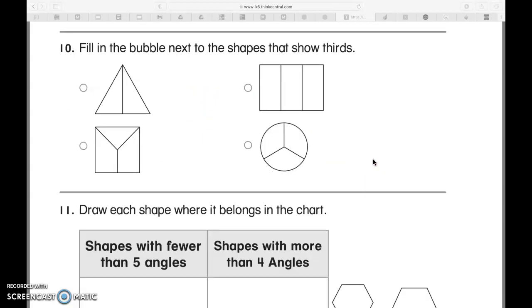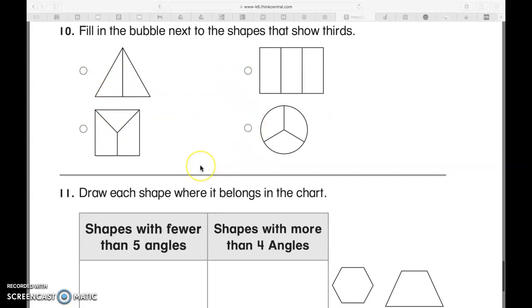Number 10, fill in the bubble next to all the shapes that show thirds. So fill in the bubble if you think that it shows thirds.